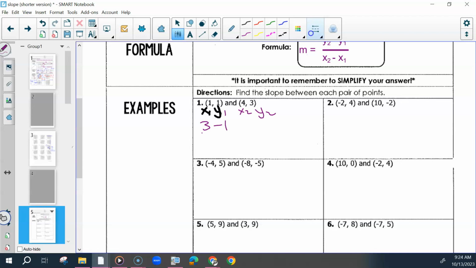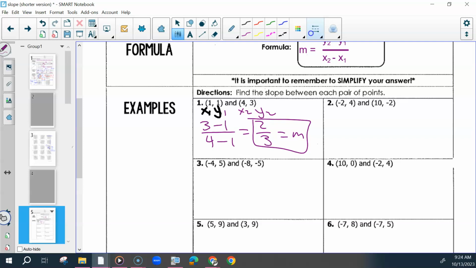So 3 minus 1 over 4 minus 1. And then we simplify. So 3 minus 1 would give us, what's number 2? And 4 minus 1 will give us 3. And then we put m equals. That means if these 2 points were on a line on a graph, every time we go down 2 and left 3, or up 2 and right 3, we end up at another point on this line. Alright, let's do a couple more.